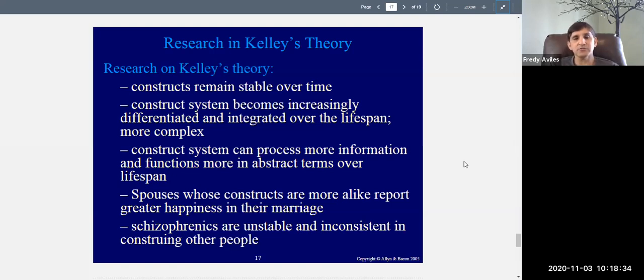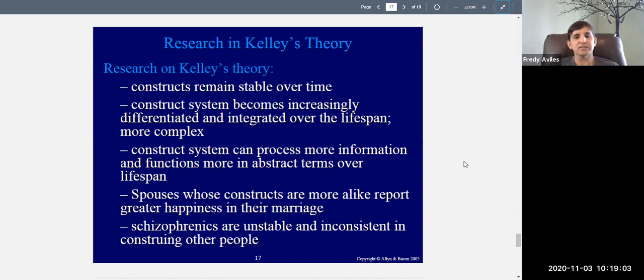As this happens, our construct system becomes more abstract. At first, our construct system has more to do with things, physical things, and as we get older, it has more to do with ideas and philosophies, right? Our predictions, our beliefs. Spouses that hold constructs are more alike, report greater happiness in their marriage. If your thinking, your predictions, your beliefs are very similar to those of your spouse, you get along better and you're happier.